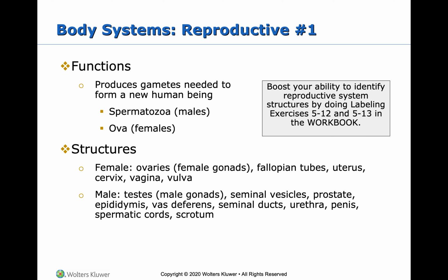But anyways, the functions of your reproductive system are to produce gametes or sex cells, which are needed to form a new human being. Spermatozoa are the gametes in males, and your ova are your gametes in females. The structures would be in females, ovaries, fallopian tubes, uterus, cervix, vagina, vulva. In males, it would be testes, seminal vesicles, prostate, epididymis, vas deferens, seminal ducts, and so on. I think we all know about the reproductive system. All I want you to know really is the box 5-7. Just study that box and you'll be fine.